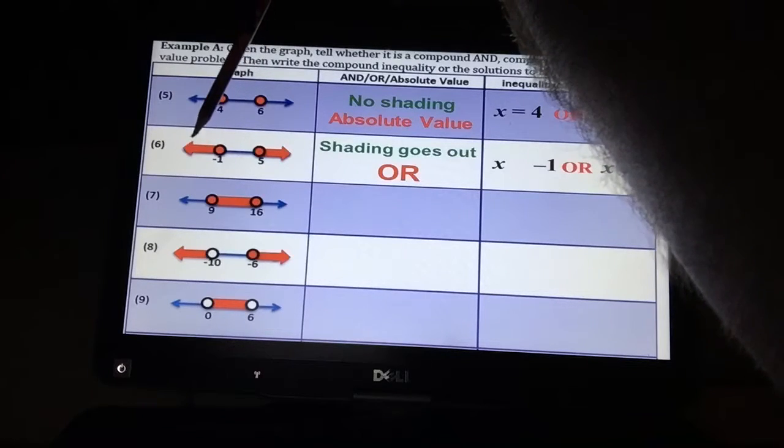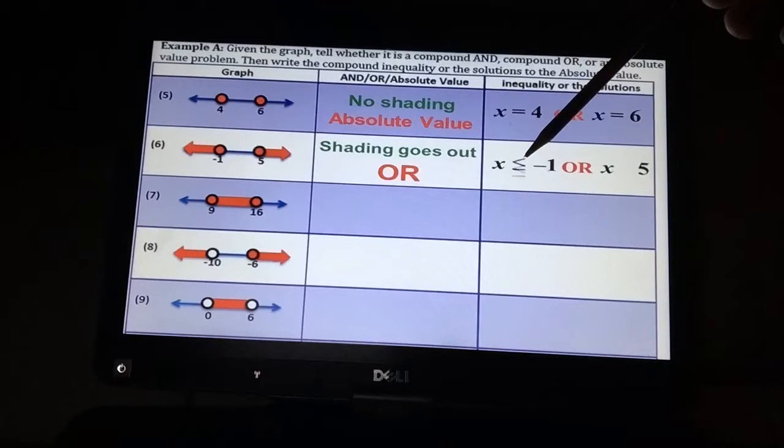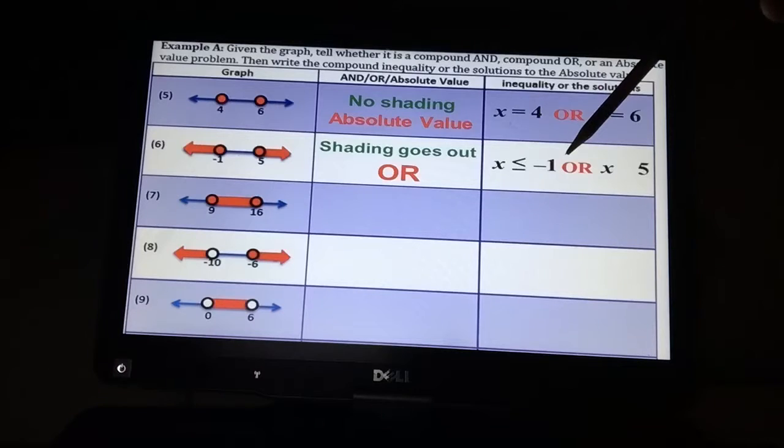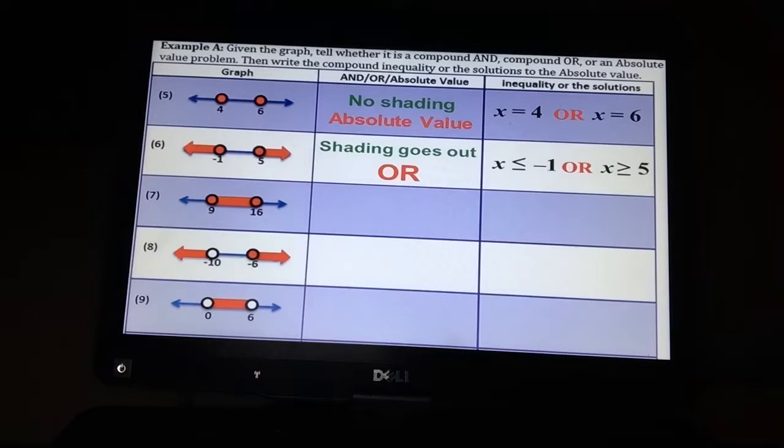Now, a number that would be in this shaded region would be like -100. Over here, -100 is less than -1. Again, we do have an or equal to bar because it is a closed circle. Now over here, we can put in this shaded region +100, and +100 is greater than 5, and it's or equal to bar because it's a closed circle. Okay? Now, number 7 is also shading.